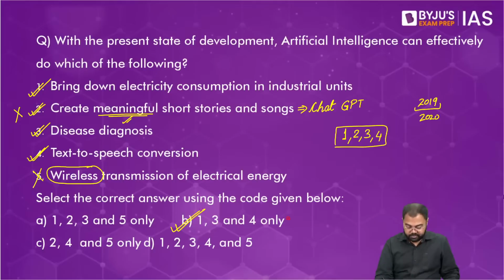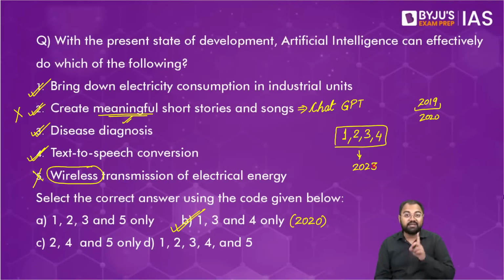I mean, we are looking at it from a 2020 perspective, and this is when we are looking at it from a 2023 perspective. So that's it. Today, the correct answer is 1, 2, 3, and 4. But when the question was actually asked, which was just 3 years back, the answer was 1, 3, and 4, because creating meaningful short stories and songs was not yet possible for artificial intelligence.